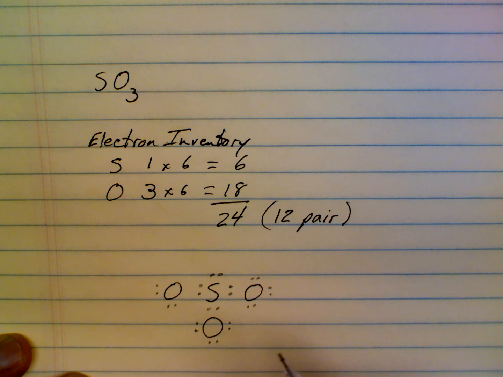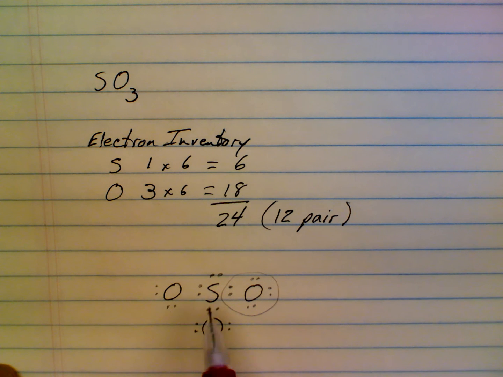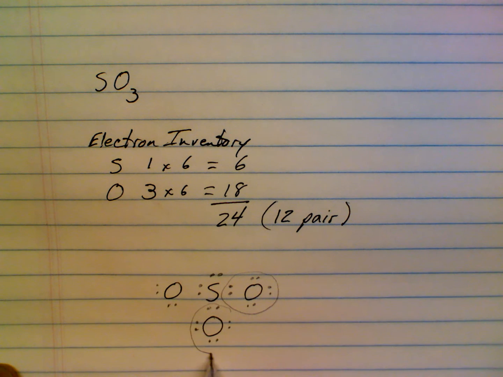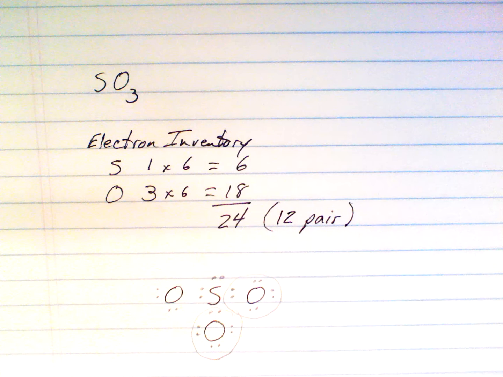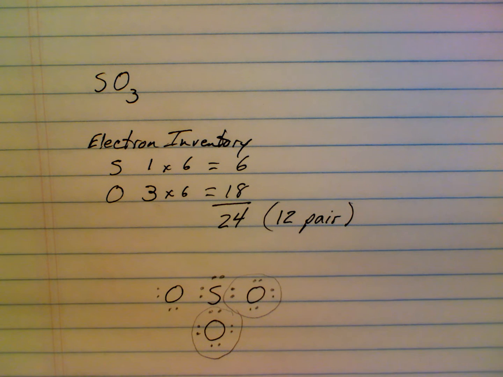So at this point, we can see that we have an octet around this oxygen atom right here. Okay, so I don't need to do anything more with that one. Same with this, I have an octet around this oxygen here. But this oxygen only has 6 dots, and so we need to increase that by 2. Now, what this shows is that a single bond here is not adequate. It doesn't give us the octet that we need for this oxygen atom.